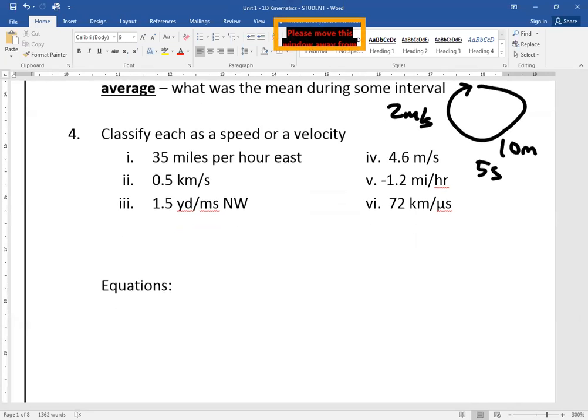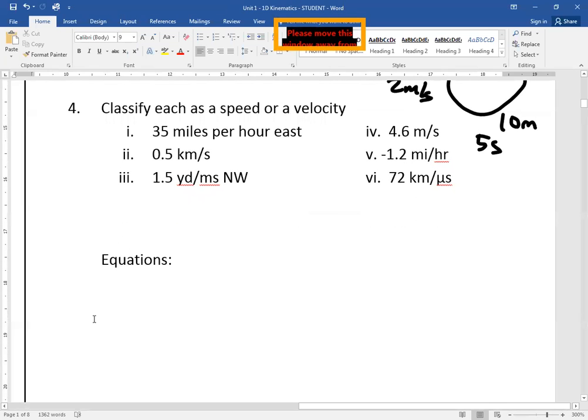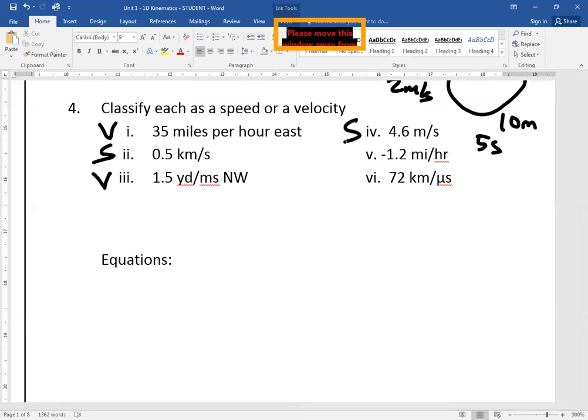Okay. So let's classify some things as either speeds or velocities. 35 miles per hour east, is that a speed or a velocity? Velocity. Okay, because it has, wonderful. How about 0.5 kilometers per second? That's a speed. How about 1.5 yards per millisecond northwest? It's a velocity. Okay, now we're getting involved. 4.6 meters per second. What is that? That's a speed. How about negative 1.2 miles per hour? Velocity. Why is that a velocity?